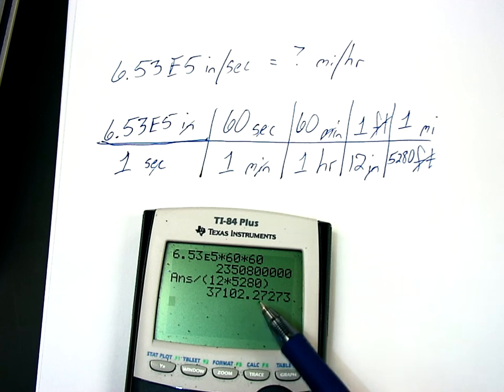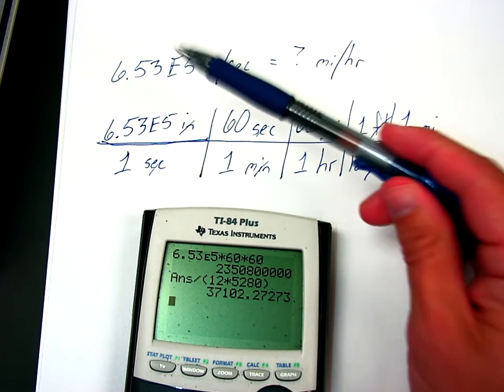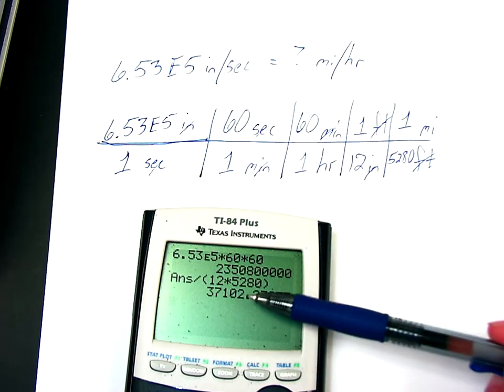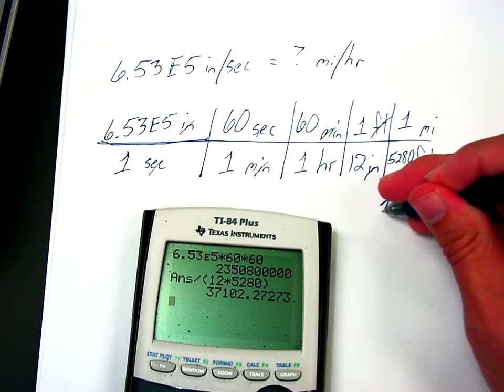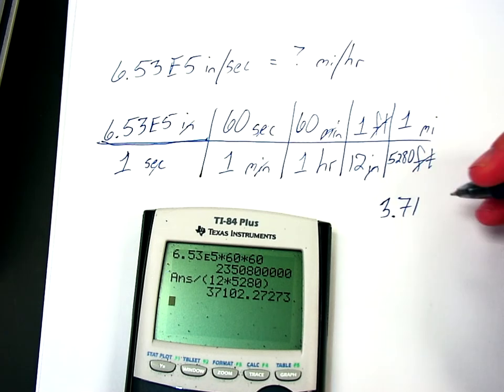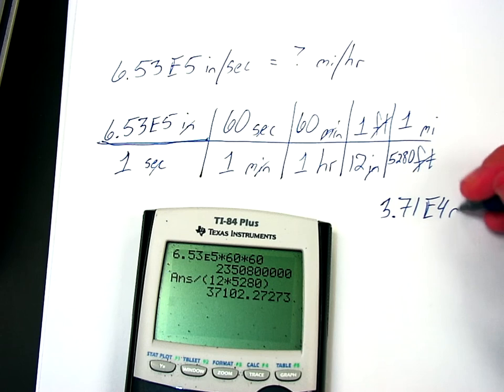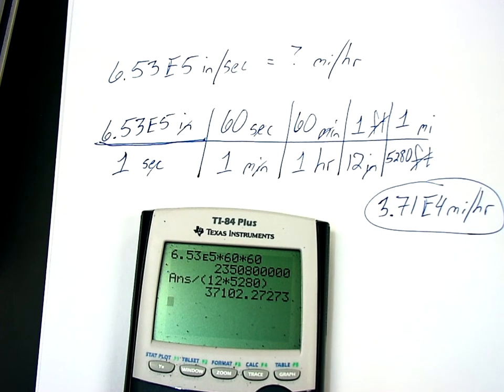So I get this big number, but I can't report that number because, look, my starting value only had 3 sig figs. So I need to round this to 3 sig figs. So the answer choice is actually going to be 3.71 E4 miles per hour. And you'll notice that that number is the exact same thing as the number on my screen, but rounded to 4 sig figs.